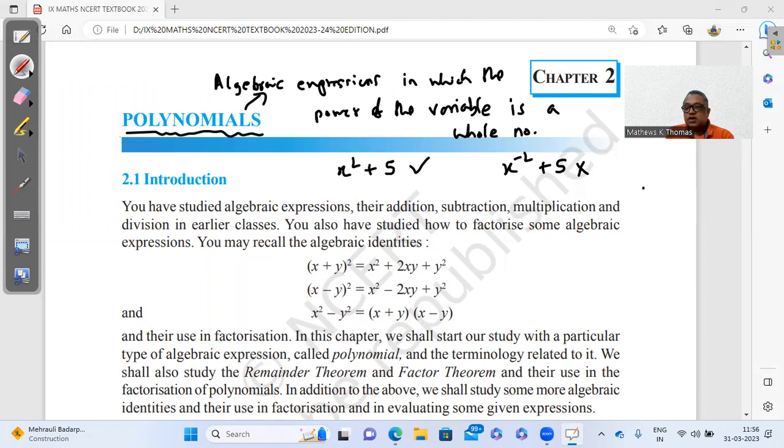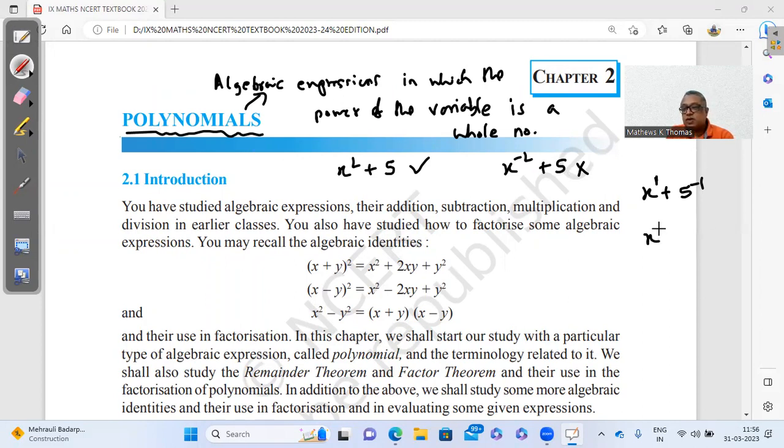So suppose I am having x plus 5 to the power minus 1. Some people say that this is not a polynomial. That is wrong. This is a polynomial because we don't have to see the power of the constant. We have to see the power of the variable. Power of x here is nothing, which means 1. Nothing is written means it's not 0. It means 1. So this is a whole number. So whenever the power of the variable is a whole number, then we can say it's a polynomial.